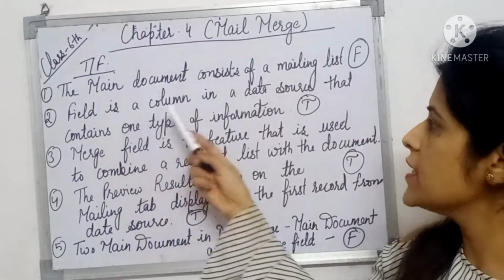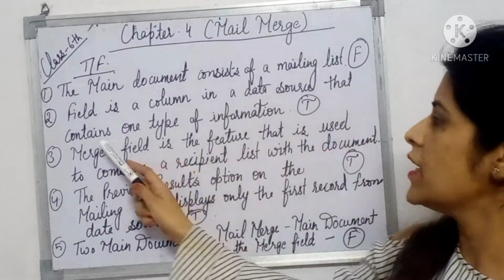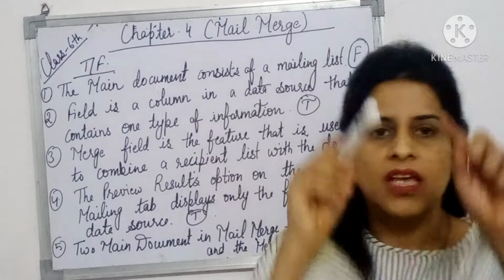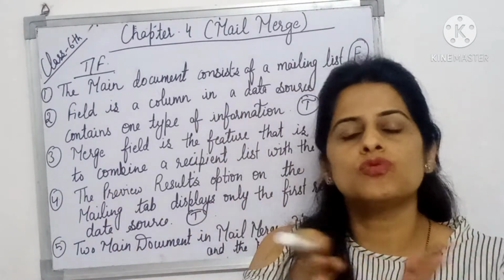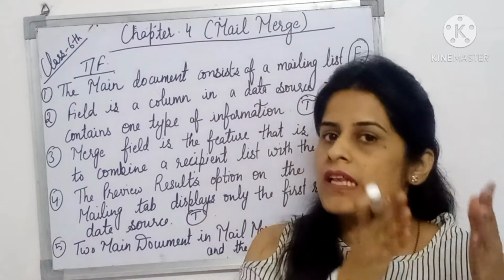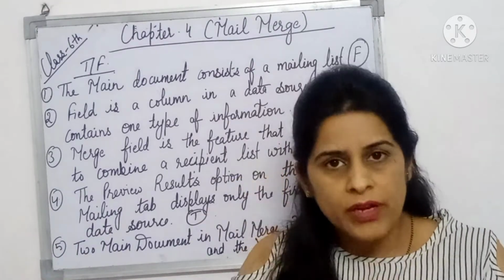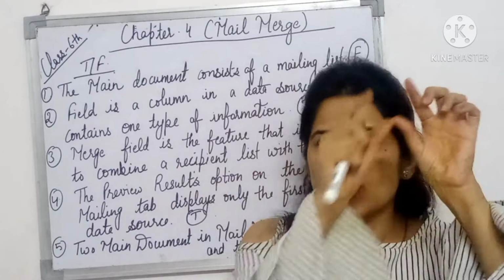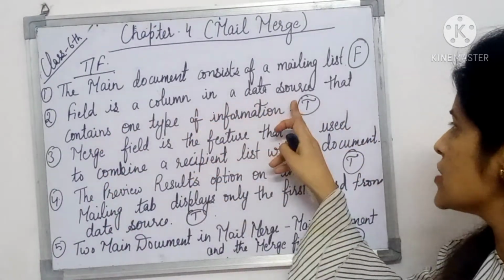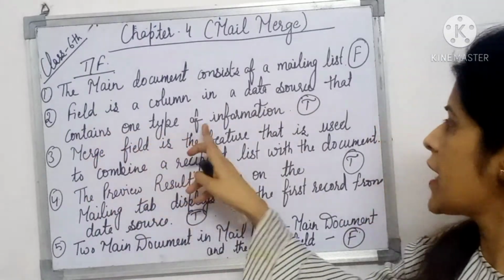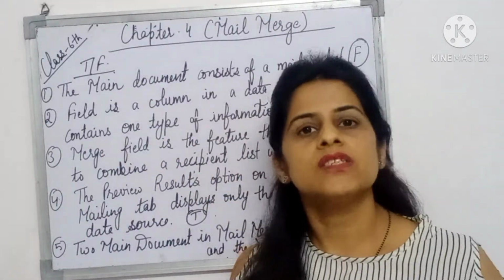Second one is: field is a column in a data source that contains one type of information. Field is just like a column in a table in which you store information like name, address, city, state. So column is just like a field. So field is a column in a data source that contains one type of information. It is true.